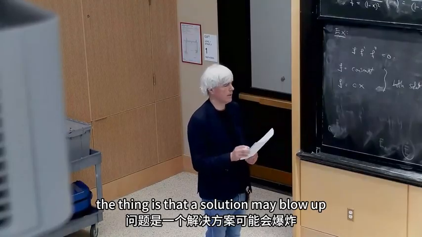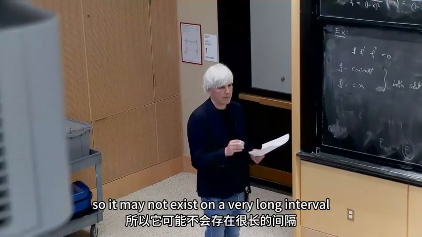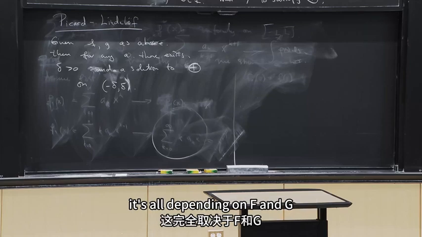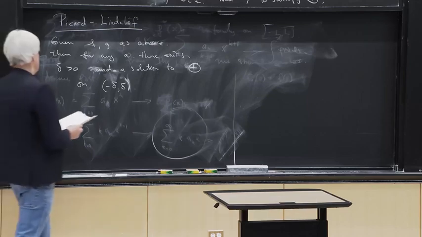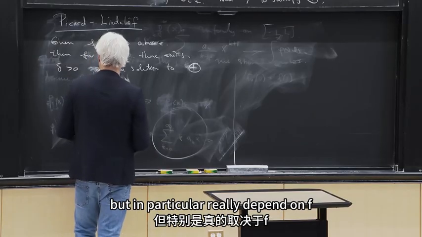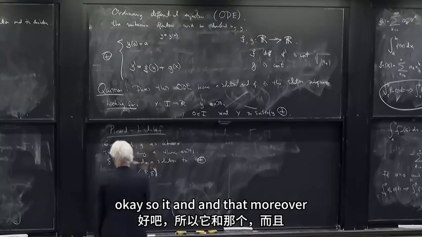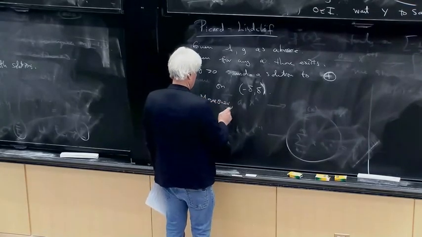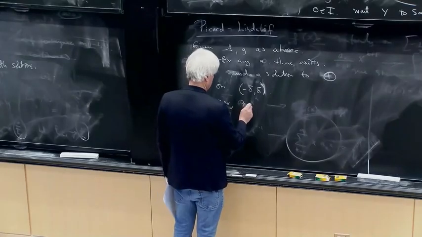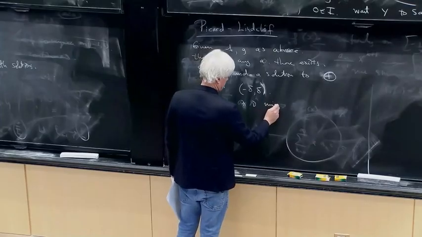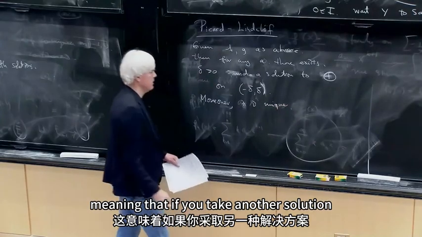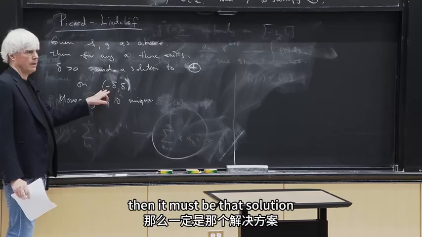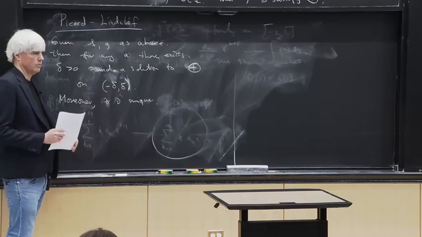So we proved that there exists a solution near the origin. The thing is that a solution may blow up, so it may not exist on a very long interval. It may just exist on a small interval. It all depends on f and g, but in particular, it will depend on f. And moreover, it is unique, meaning that if you take another solution defined on the same interval, then it must be that solution.